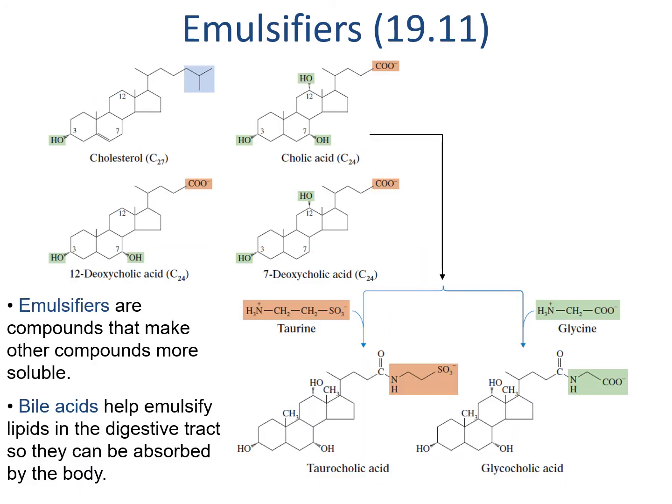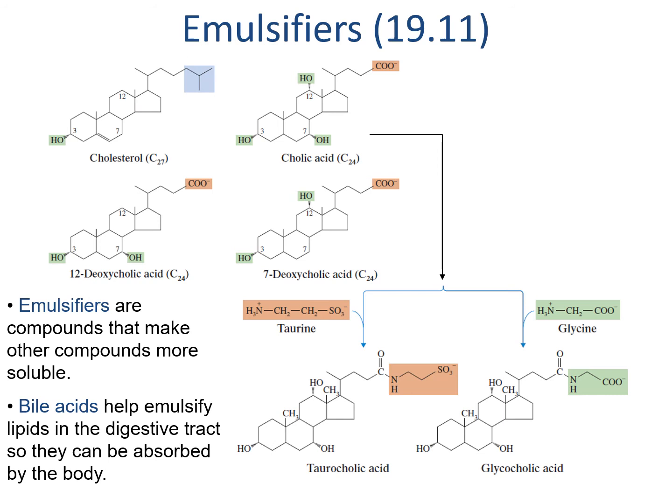The next class of lipids are emulsifying lipids. An emulsifier is a molecule that helps something that's generally not soluble become more soluble. Here, emulsifying lipids help dissolve nonpolar lipids in water so they can be taken up by your cells. The most important class of emulsifying lipids are bile acids. So bile acids are an example of emulsifying lipids.